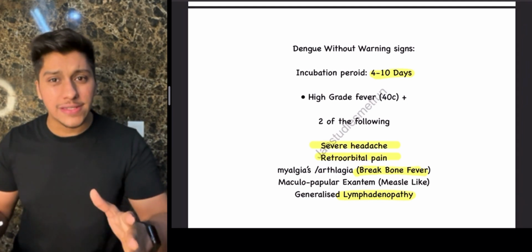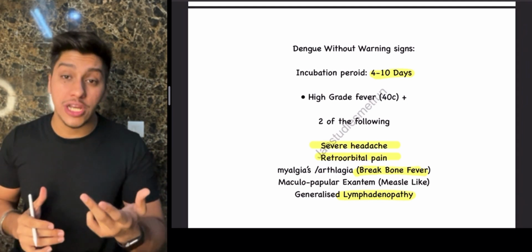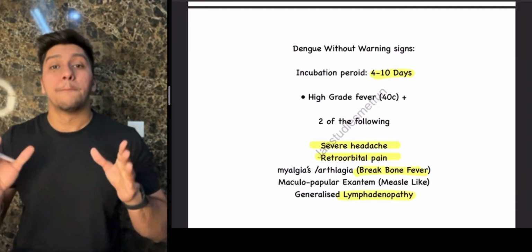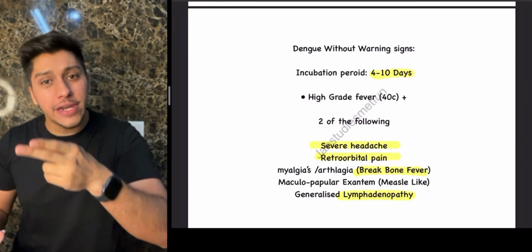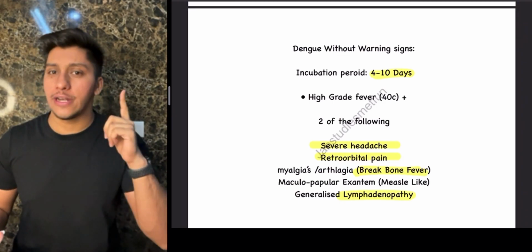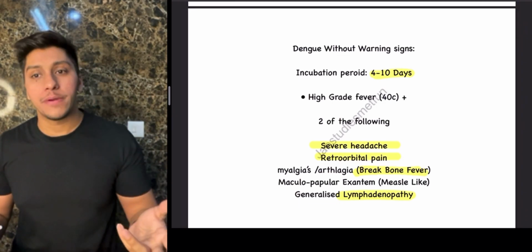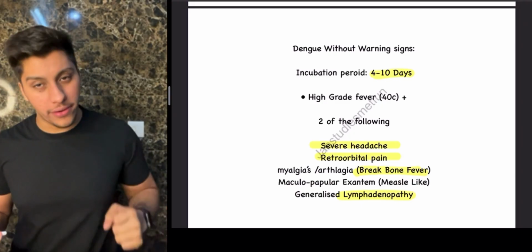Now, it's not necessary that you have everything. People have nausea, and people have vomiting also along with this. But the main thing is you're going to have high grade fever, along with any two of the following: retroorbital pain, headache, lymphadenopathy, vomiting, or a maculopapular rash.